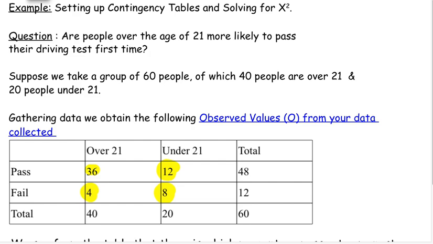So here's our example. We go out and watch 60 people and we ask them this question: are people over the age of 21 more likely to pass their driver's test the first time? So we start asking people questions and we say, if you're over 21, did you pass the test the first time? Did you fail it? And if you are under 21, did you pass it or fail it? And so we are gathering information for 60 people. And what we did is we took 40 people that are over 21 and 20 people that are under 21, and we did this sample.